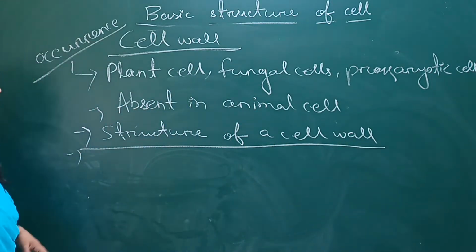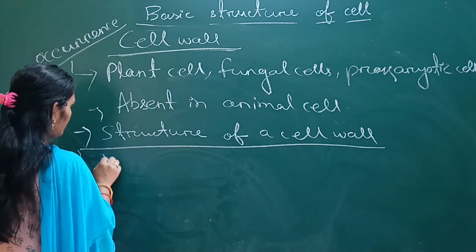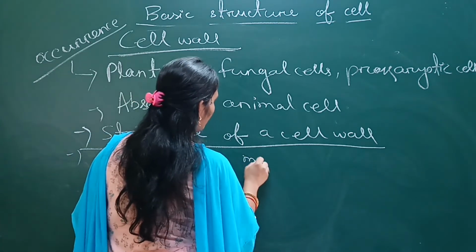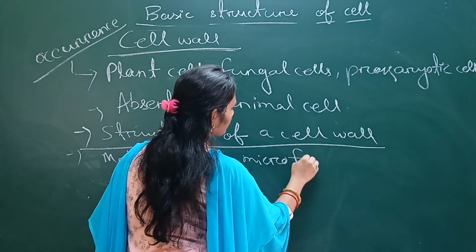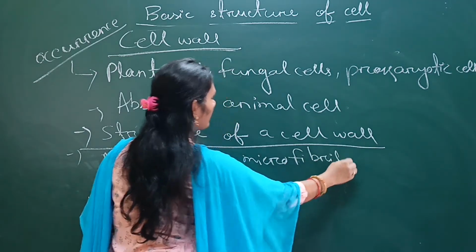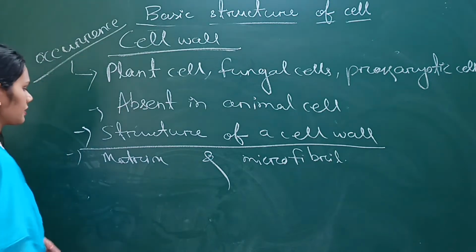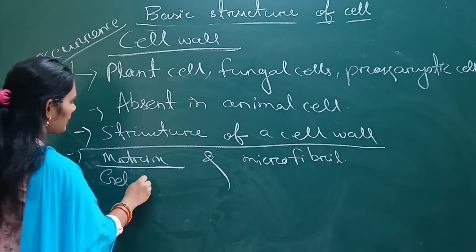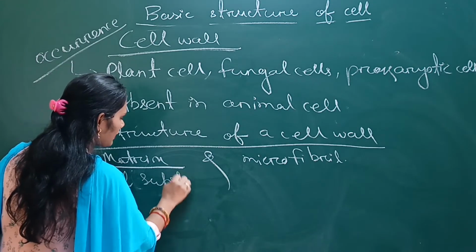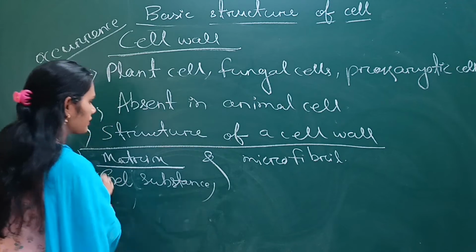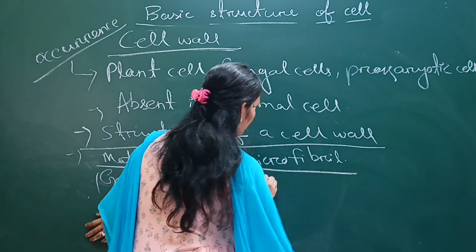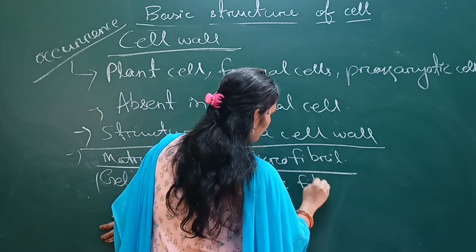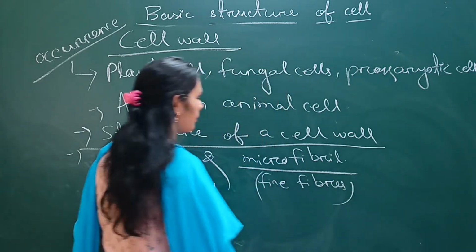Okay. The cell wall is made up of matrix and microfibrils. What is matrix? The matrix is a gel-like or semi-transparent, jelly-like substance, which is called matrix, and microfibrils are the fine fibers, a fibrous structure. These are some fine fibers.